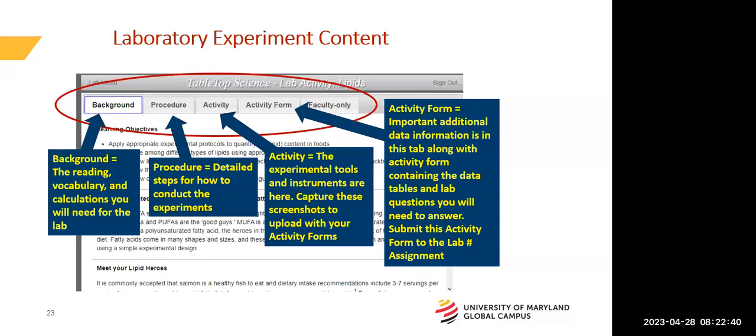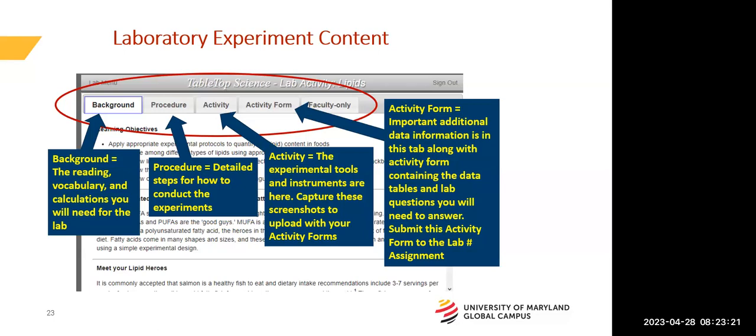So if you just choose a subject area and choose one lab that you might want to look at, you will see these tabs. So the background reading I already mentioned, all the information is there, all the reading, all the vocabulary, all the calculations. Then there's procedures, which is a detailed step of how to conduct the experiments. The activity is where you do the lab. So it has the experimental tools and introductions. And that's where we need the students to capture the screenshots to show their work, because their names are on that screenshot, showing that they are the person who's doing the activity.